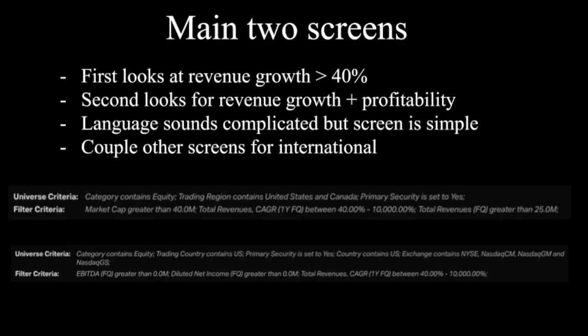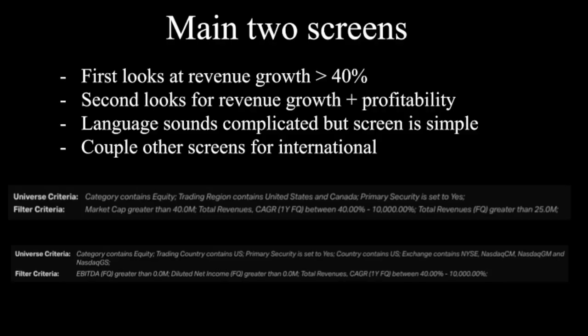The screen for revenue growth has this universe criteria that the category contains equity, the trading region is United States and Canada, and primary security is set to yes. We need all that universe criteria so we don't let in things like Class B shares, which may have weird financials and such. My filter criteria first has market cap greater than 40 million, and this is just to disallow very tiny companies. And you could even bump that up to be like 500 million or such.